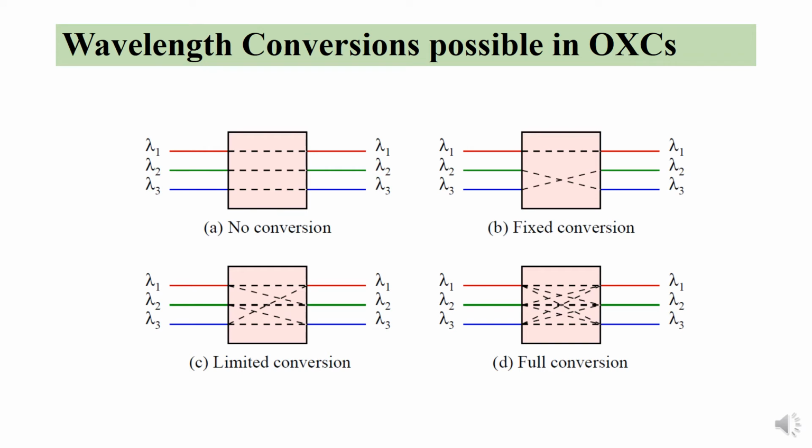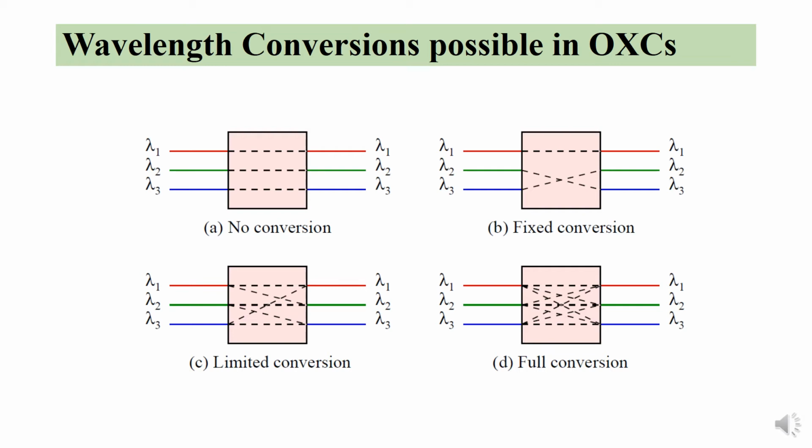Different levels of wavelength conversion are possible. First one is no conversion, so OXCs will not perform any internal conversions. Fixed wavelength conversion, where each input wavelength can be converted to exactly one other wavelength. Next is limited conversion. It means that each input wavelength may be converted to any specific set of wavelengths, which is not the set of all wavelengths, for at least one input wavelength.